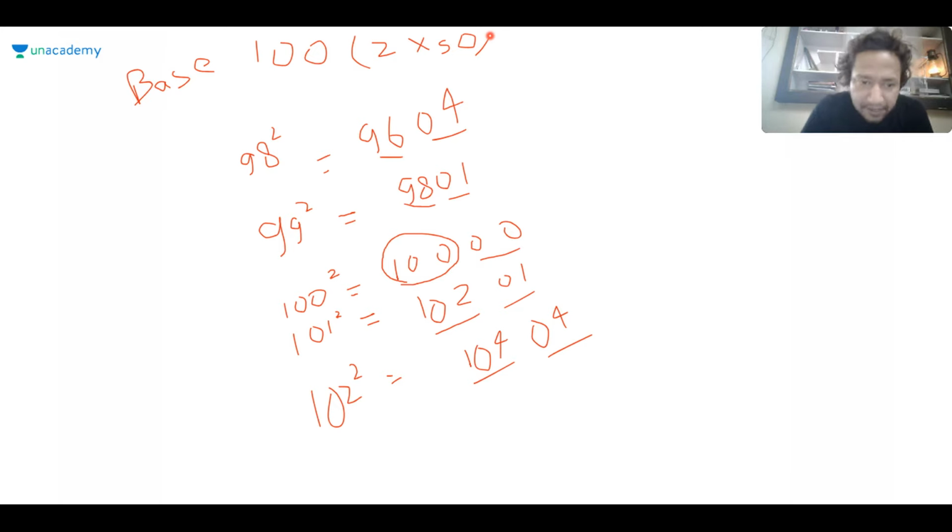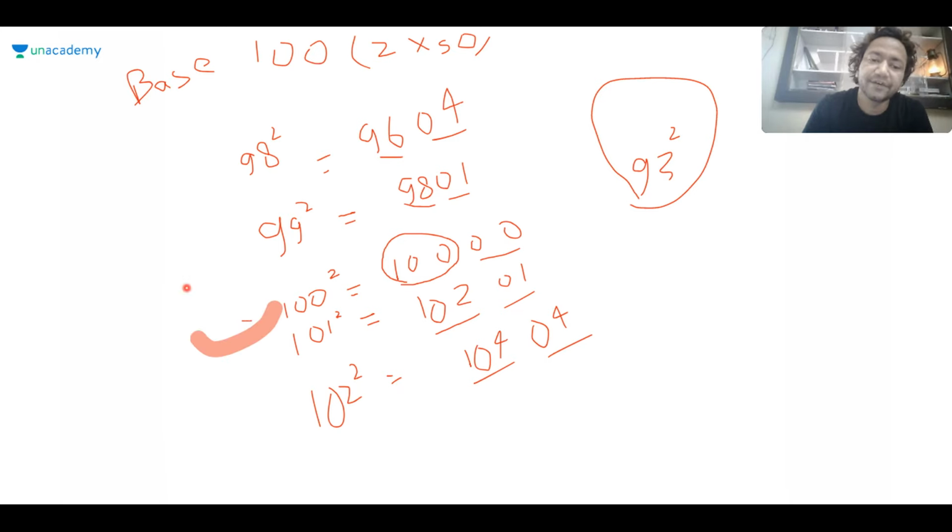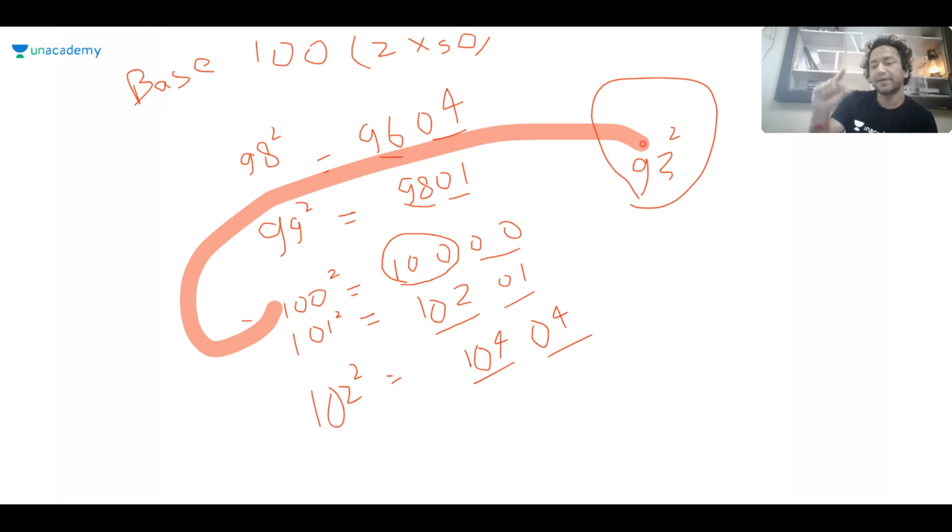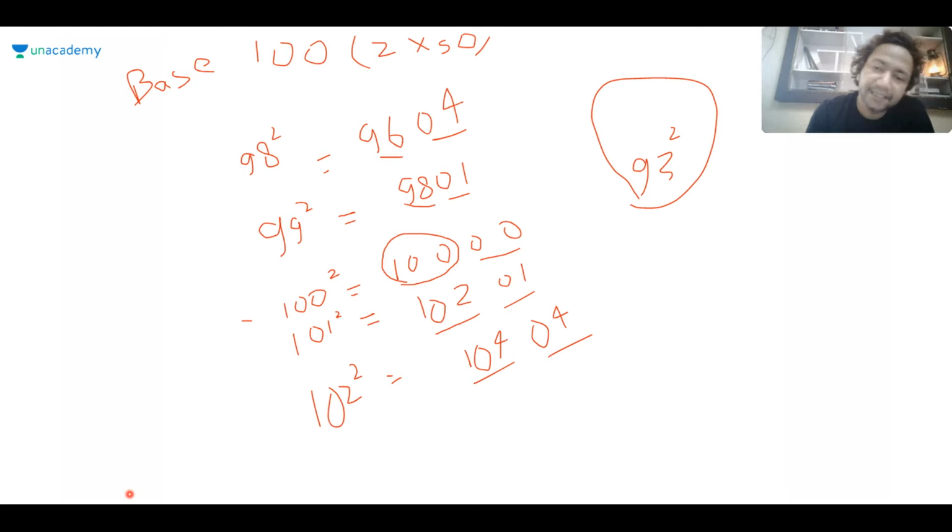Now, some students do not get how to find the square of 93. I'll just explain it over here. Please pay attention, everyone. Pridarshini, this is very important. 93 square. 93 is 7 less than 100. That means we have to go 2 times 7 steps backward. That means I have to go 14 steps backward. Now, 100 minus 14 is 86. Is that fine? 100 minus 14 is 86.